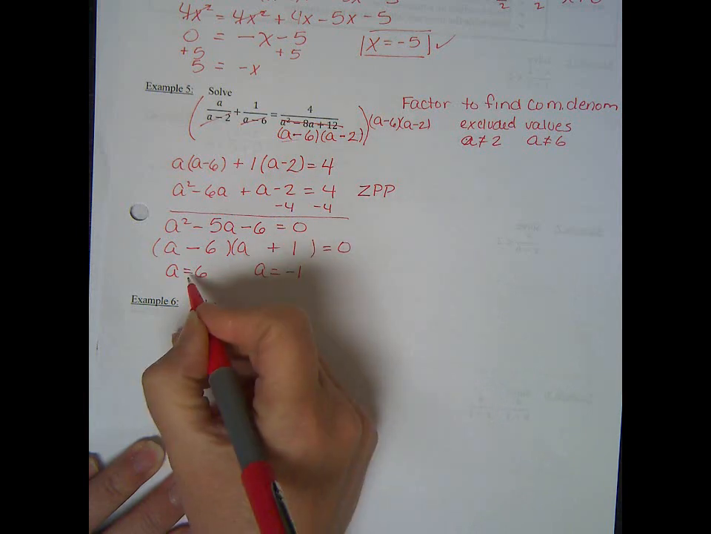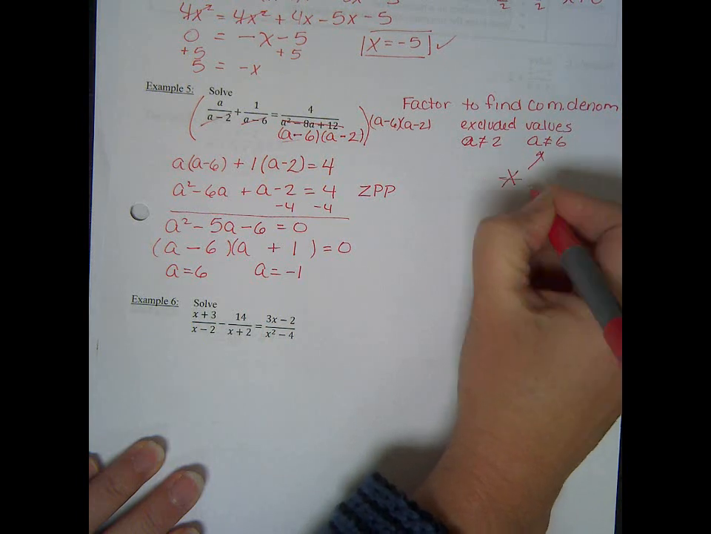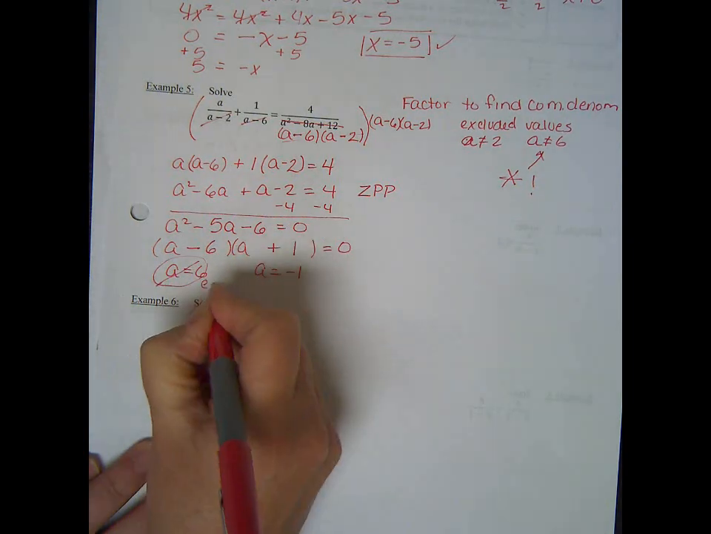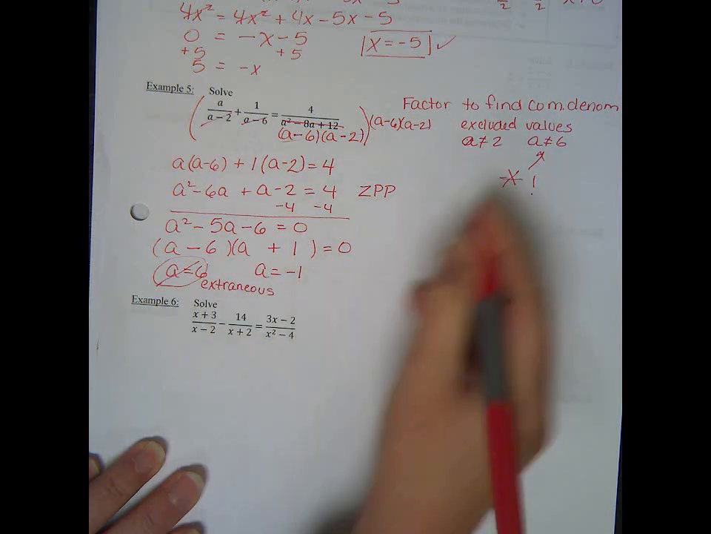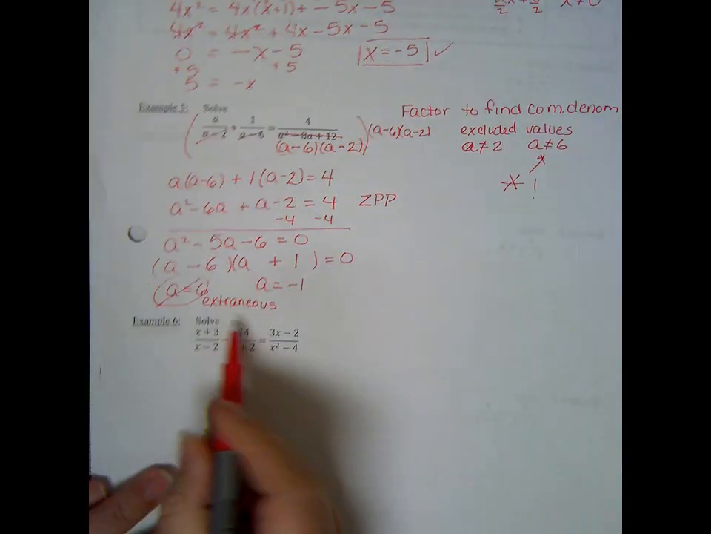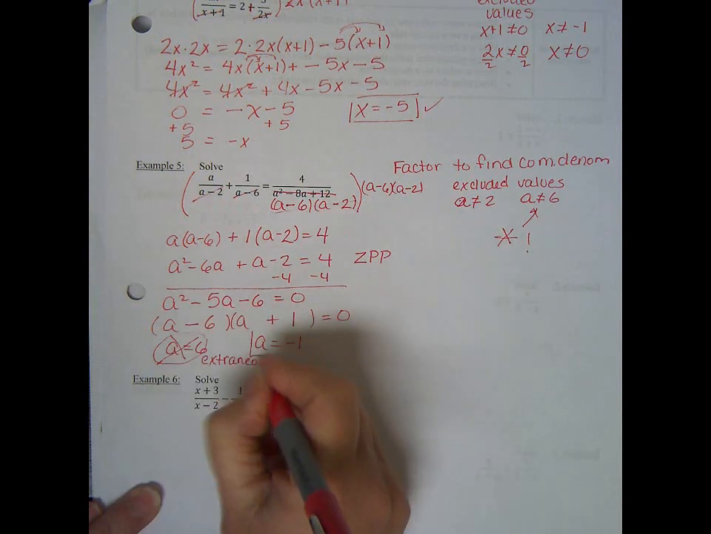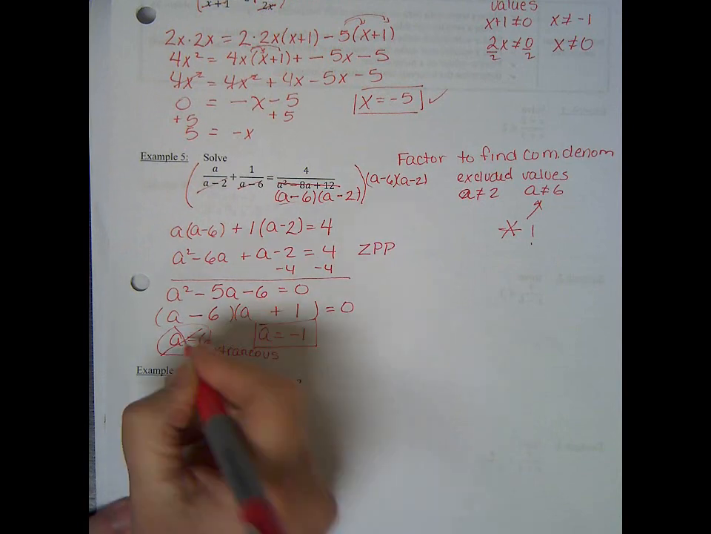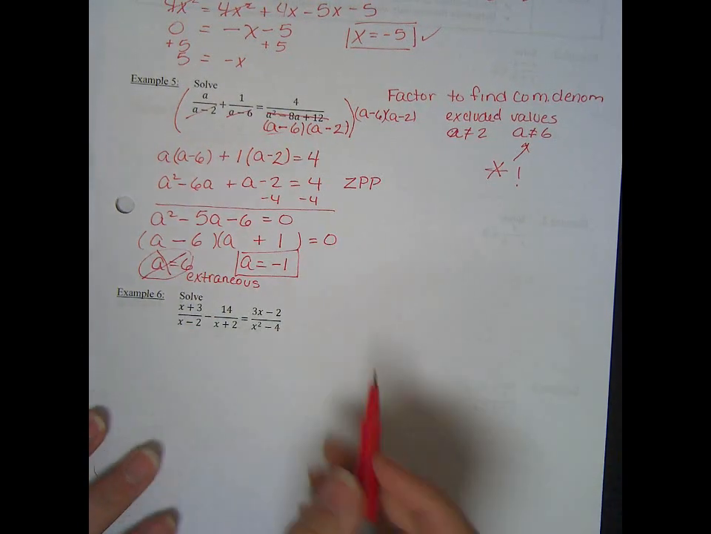But notice what happens. A equals 6 is an excluded value. So this answer is extraneous. That's why it's so important to look and see what those excluded values are. So if it's going to make your denominator 0, you throw it out. Your only answer is A is negative 1. Sometimes we bring in a value that's not going to work. Okay, example 6. So common denominator.